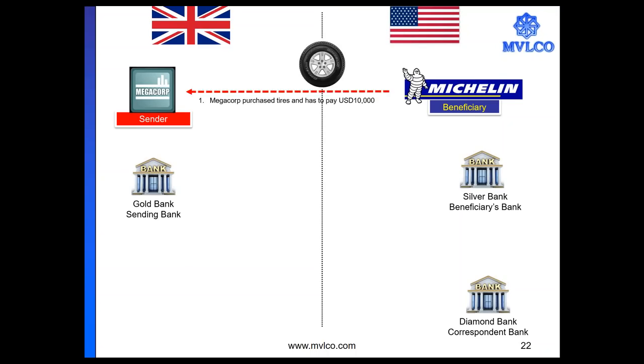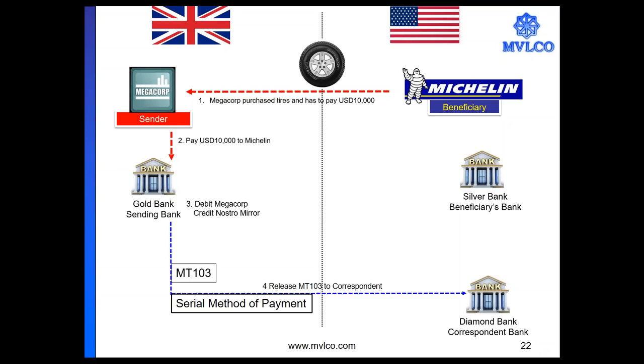Let us start the process. The first step, Michelin has sold the tires to Megacorp. Megacorp now needs to make a payment of $10,000. Megacorp would tell its own bank, Gold, to make the payment. At Gold Bank, Megacorp would have its account. We would convert this GBP currency or the euro into dollars, and then after having debited the party Megacorp and credited our Nostro Mirror account in our own books at Gold Bank, we create the MT103. This MT103 moves from Gold to its correspondent bank, Diamond Bank.